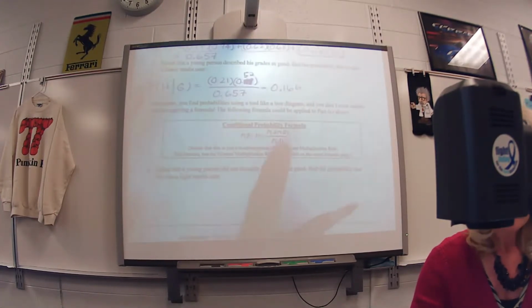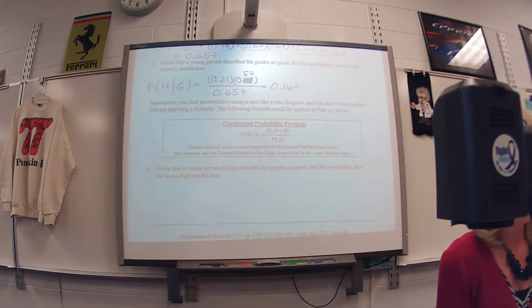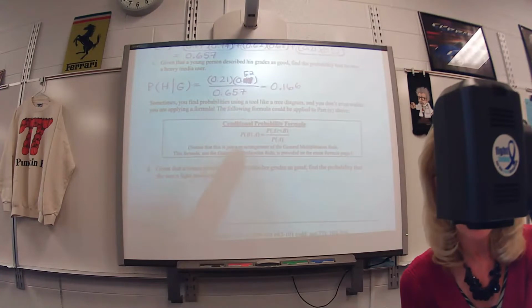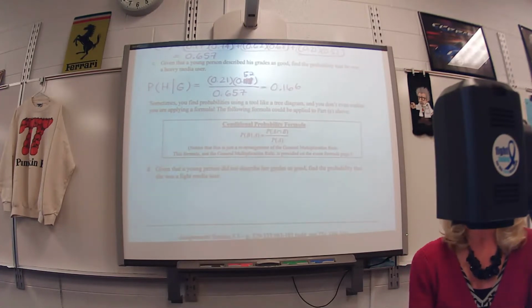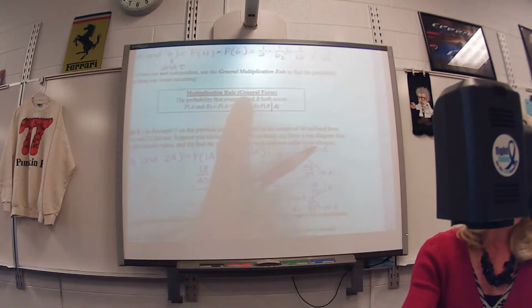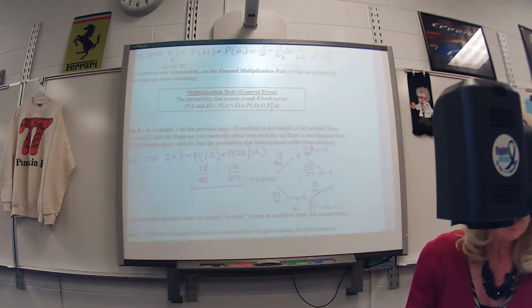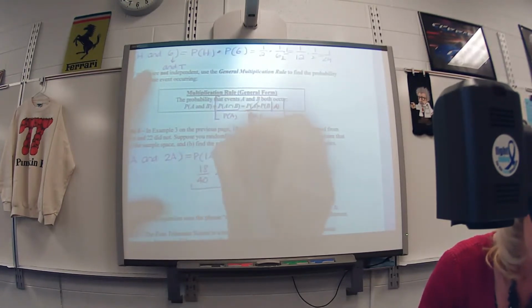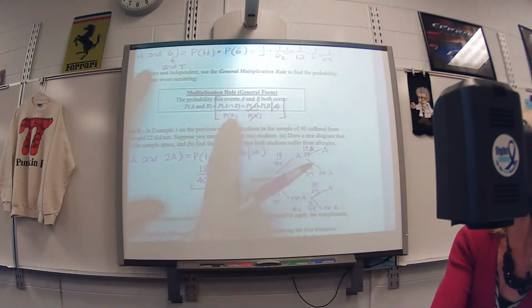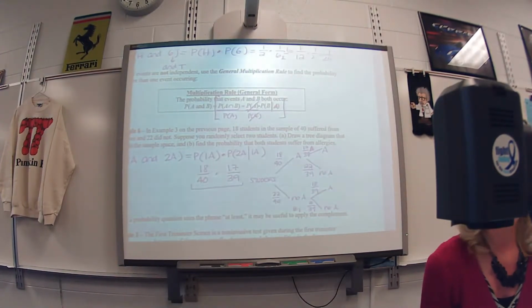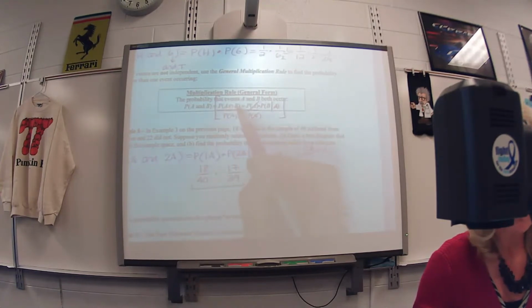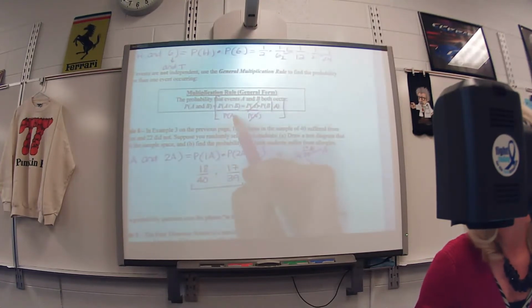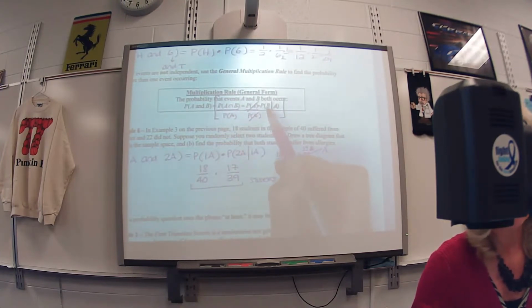Now, I did that problem without offering you the formula first. This formula is on the formula page. What I pointed out here is that this is just a rearrangement of the general multiplication rule. If I were to divide by the probability of A on both sides of that equal sign, these would cancel and you will get the conditional probability formula. So it's the probability of A and B divided by the probability of A, and that will give you the probability of B given A.